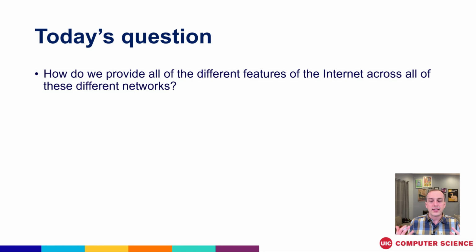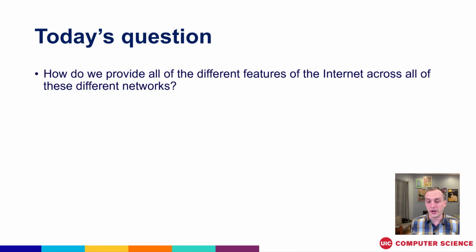Today's question is, how do we provide all the different features of the internet across all of these different networks? Because remember from the last lecture, different network technologies can be connected through the idea of a router. So I've got one network talking to a router who's a member of network A, and a completely different network B that has that same router on it using a different interface. And you want to be able to seamlessly send those messages from one point to another.